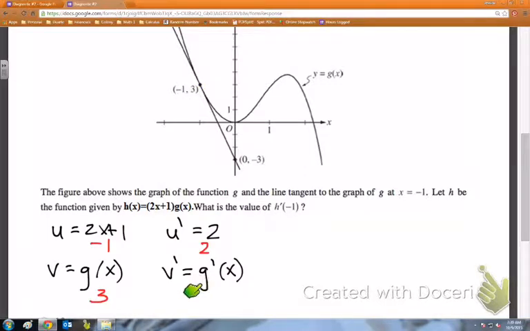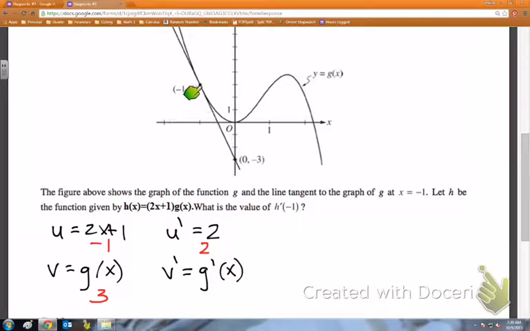And then last but not least, g prime of -1. Remember, this is the slope of g at -1, the derivative, or in other words, the slope of the tangent line at -1. So to figure out the slope of this line, we notice that we have 2 points on it. We have -1, 3, and we have 0, -3.